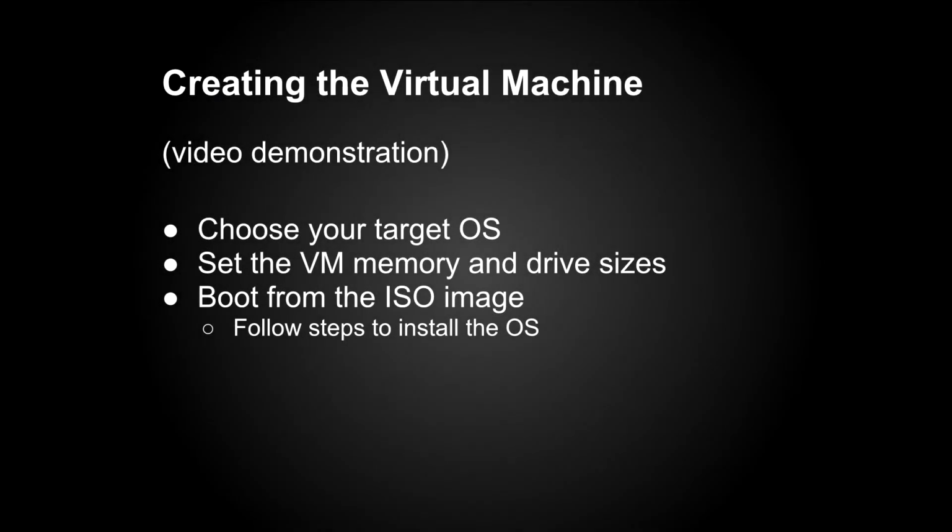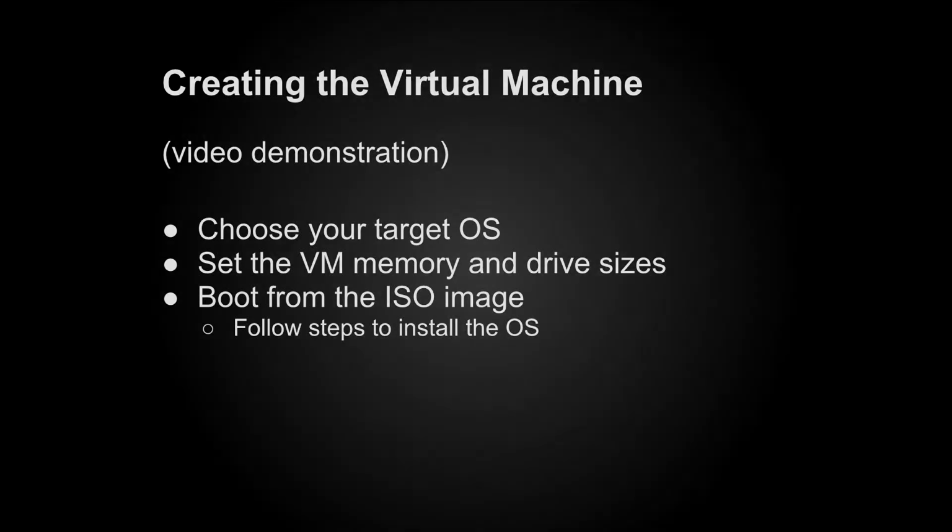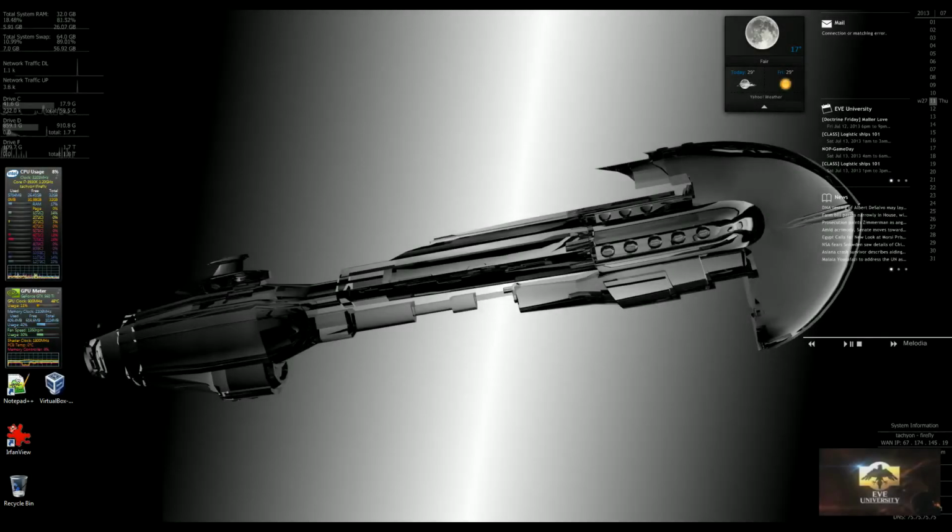Alrighty, let's finally go through all the steps that we need to create the VM and install our OS. So it's actually super easy. The basic steps that we'll be doing are choosing our target operating system, setting the memory and the drive sizes for the VM, and then booting from the ISO image that we just downloaded and following the steps to install the distro. But I'll be going over that in detail so that you'll be sure to install everything that you need. Okay, so let's first install VirtualBox.